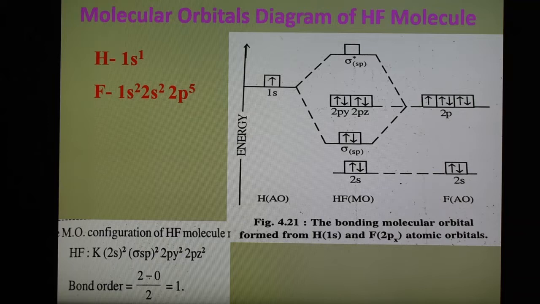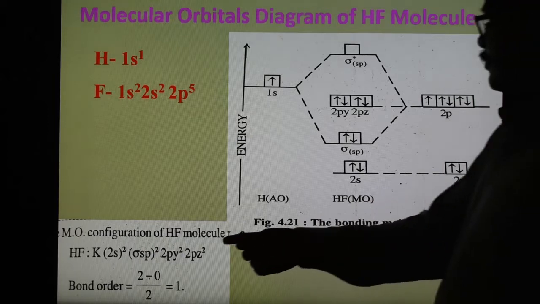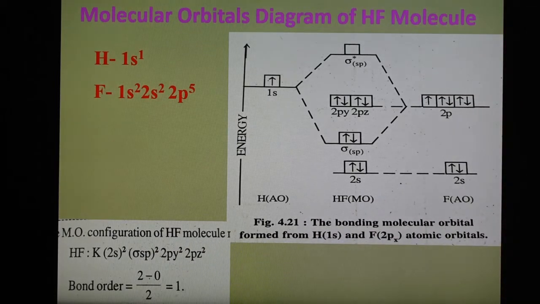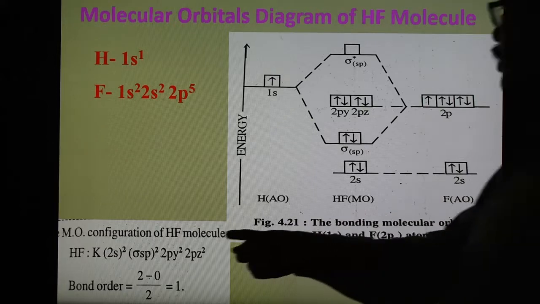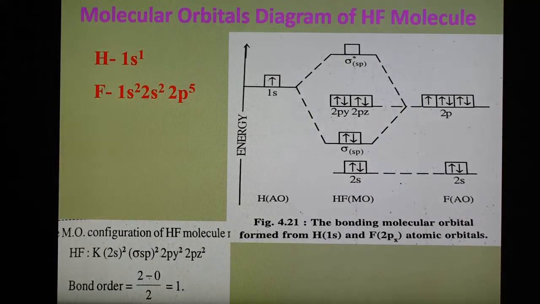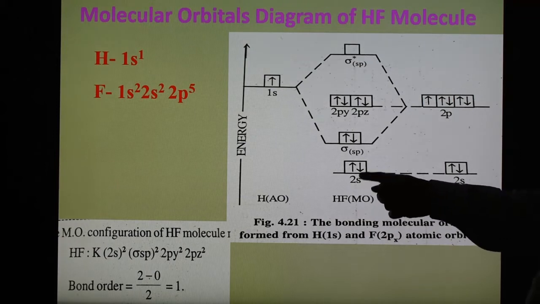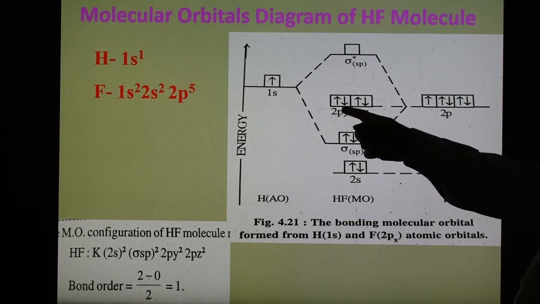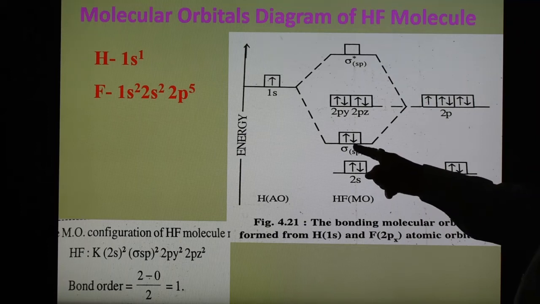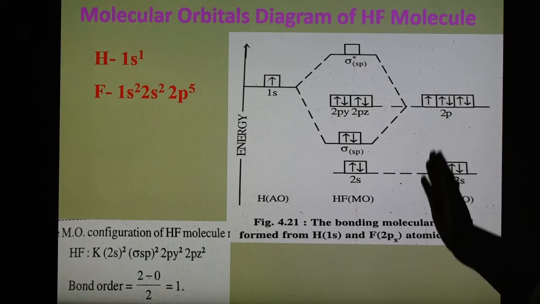After this diagram, now see the molecular orbital configuration of the HF molecule. First write the molecule HF, then a colon, then K, because in fluorine the 1s orbital is completely filled, and in hydrogen the only 1s electron is taking part in the bond formation, so only one K has to be written. After that, start from 2s2, sigma sp2, and then 2py2, 2pz2. Only the bonding molecular orbital contains electrons, and the antibonding orbital has no electrons.